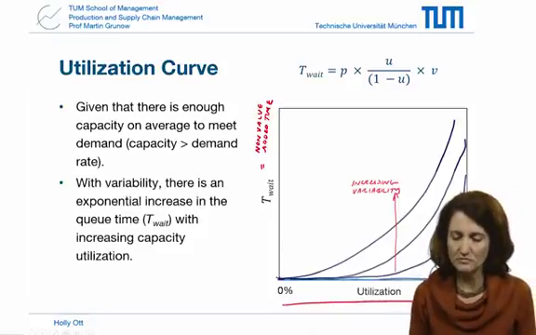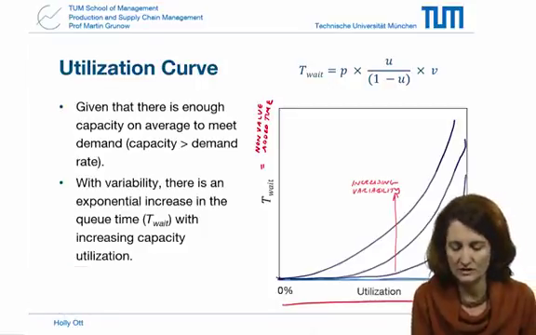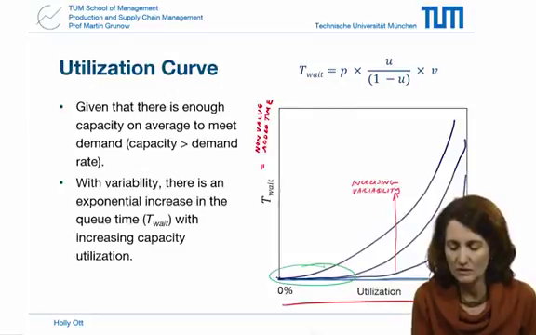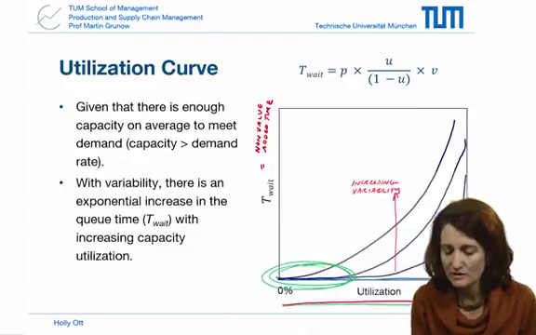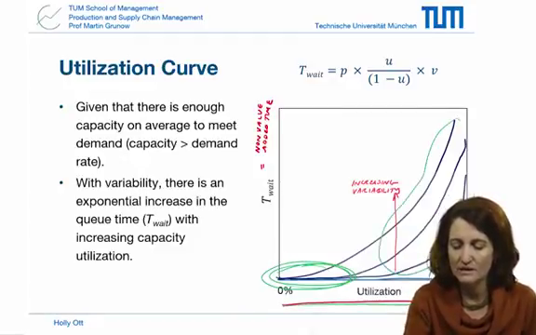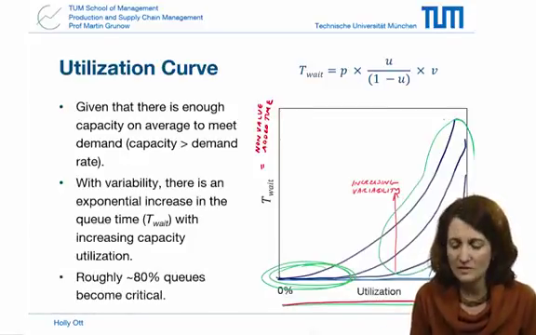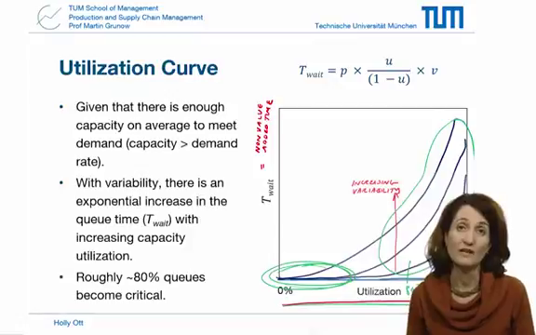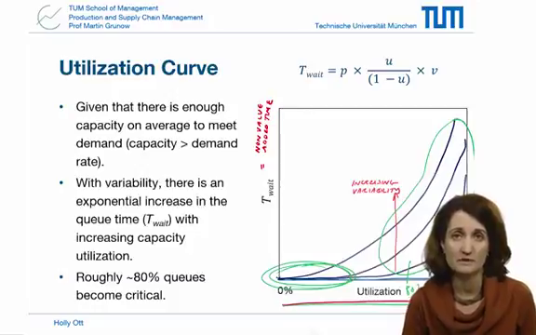So what we see here then is at low utilizations, you have maybe some waiting time, but only at high variabilities. Essentially, the waiting time is still very low at low utilizations. But as you increase utilization, at some point, the waiting time starts to become significant. And as a rule of thumb, this is roughly around 80% utilization. You start to find that your waiting times are becoming a problem. So this is a very important result.